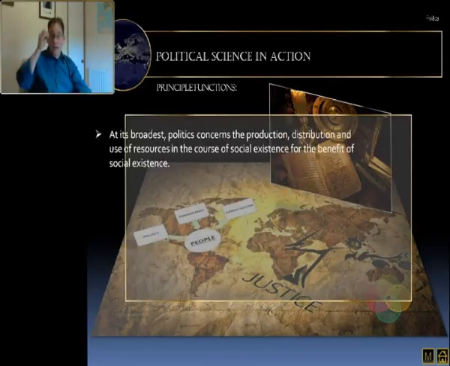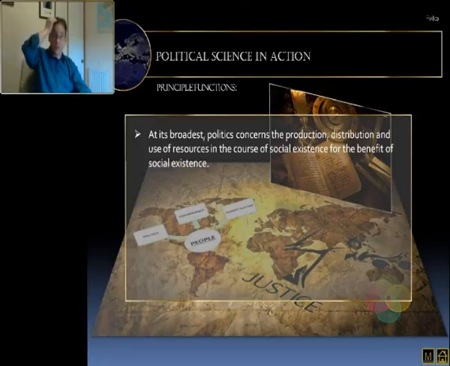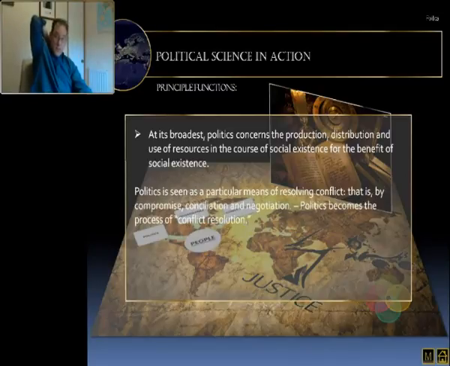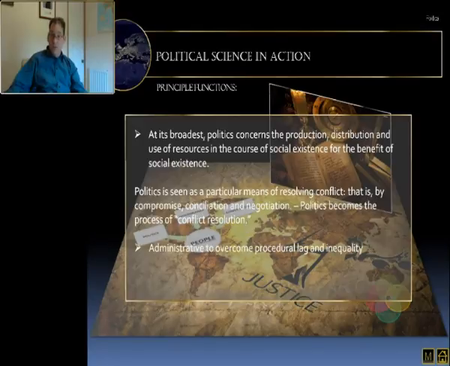Right? At its broadest, politics concerns the production, distribution and use of resources in the course of social existence for the benefit of social existence. So a nice tidy little paradox going on there. Politics is seen as a particular means of resolving conflict, that is, by compromise, conciliation and negotiation. Politics becomes the process of conflict resolution. Administrative, to overcome procedural lag and inequality.